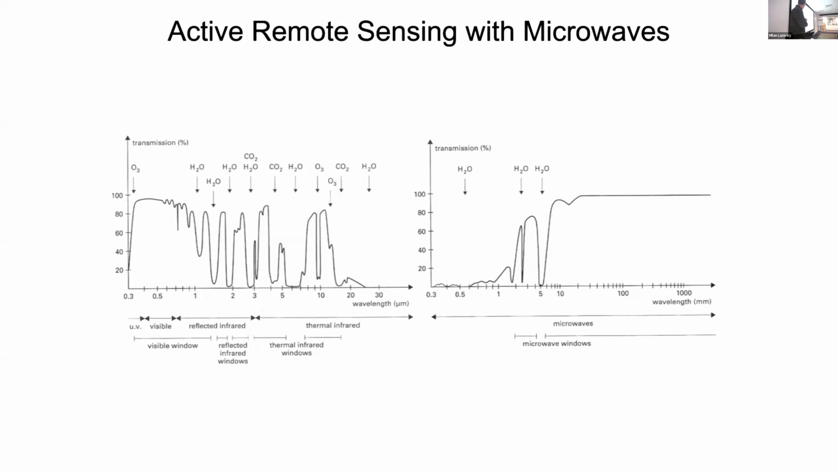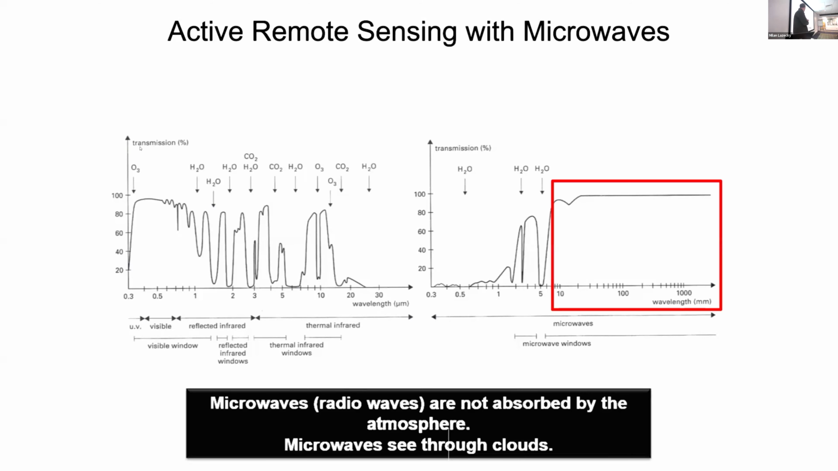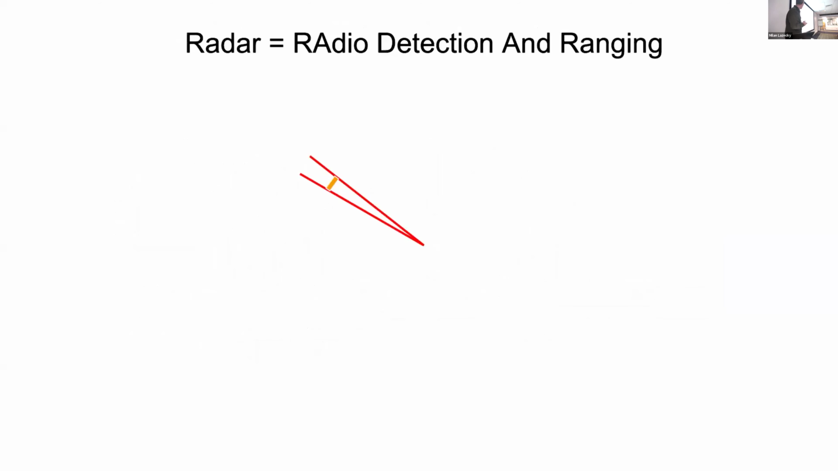Sorry for the interruption. Yes, so basically the atmosphere is transparent once we get above about 1 centimetre in wavelength. And importantly, the radio waves are not absorbed by the atmosphere, they also see through clouds. So it's an all-weather imaging technology, and that's really important for what we do. So radio detection and ranging.